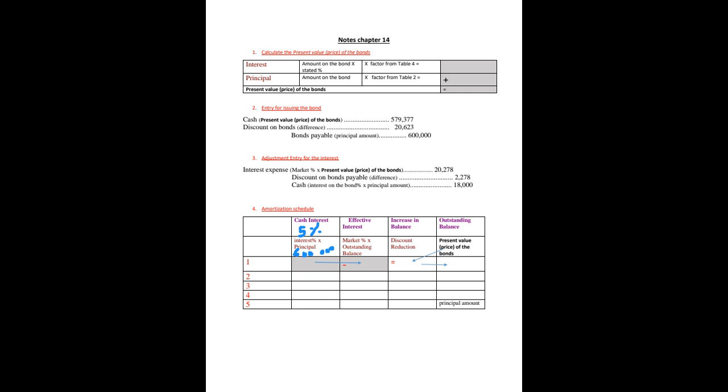So for example here, 600,000 times 5% will equal 30,000. This 30,000 will stay the same in all payments. So this number will not change for all payments here.